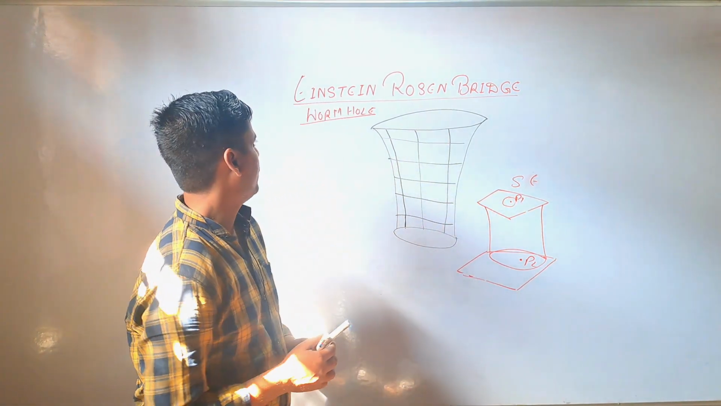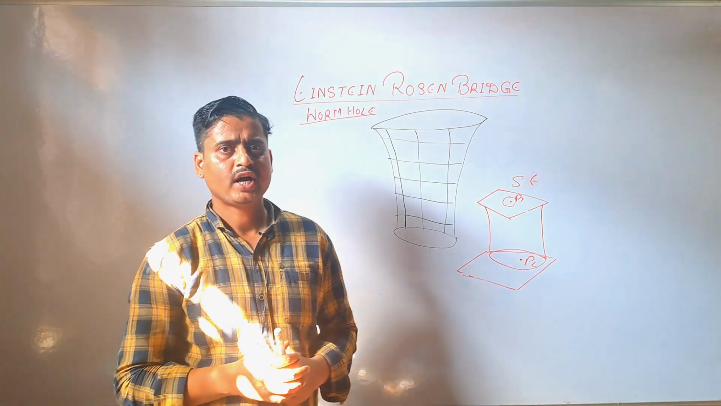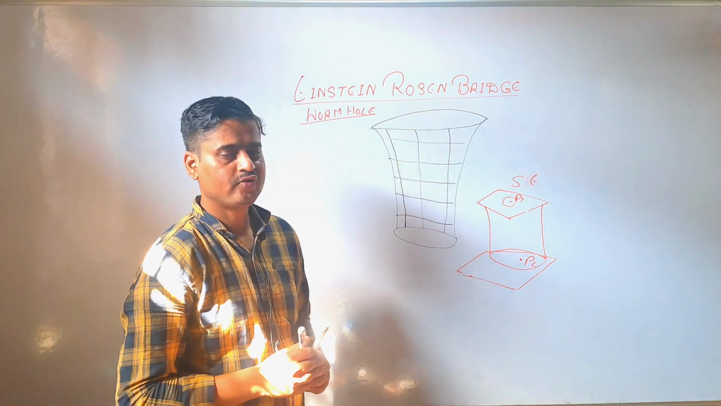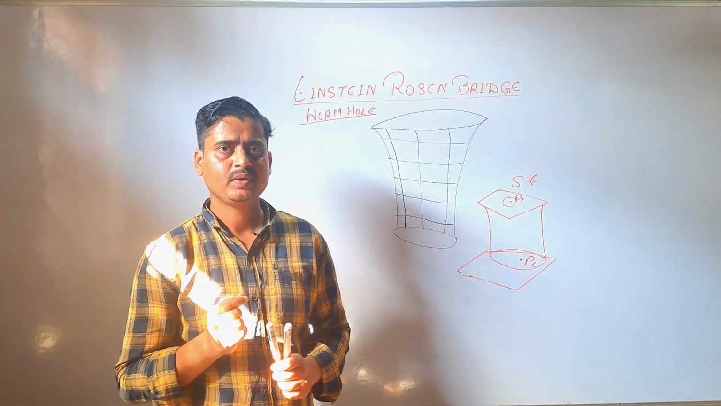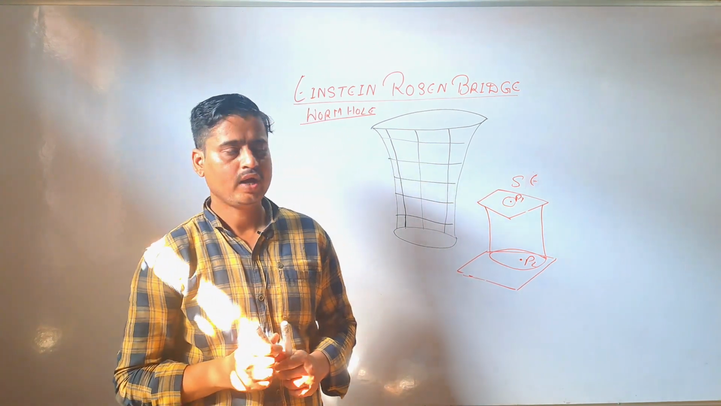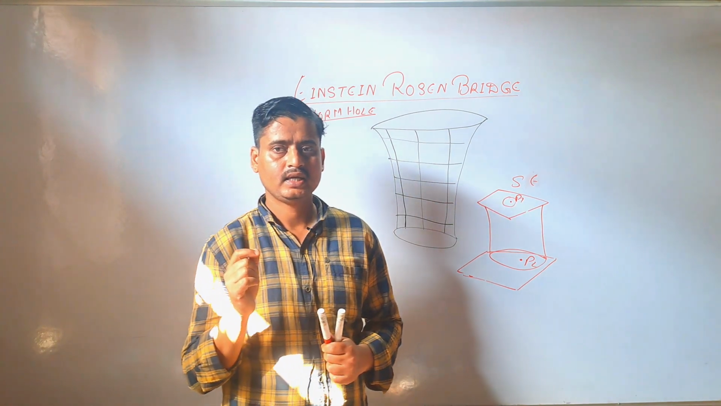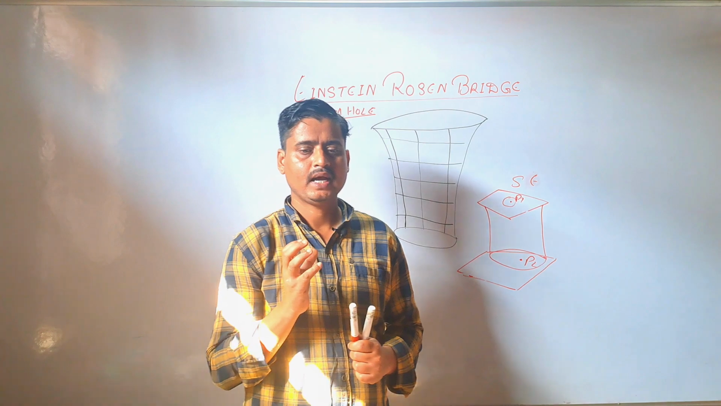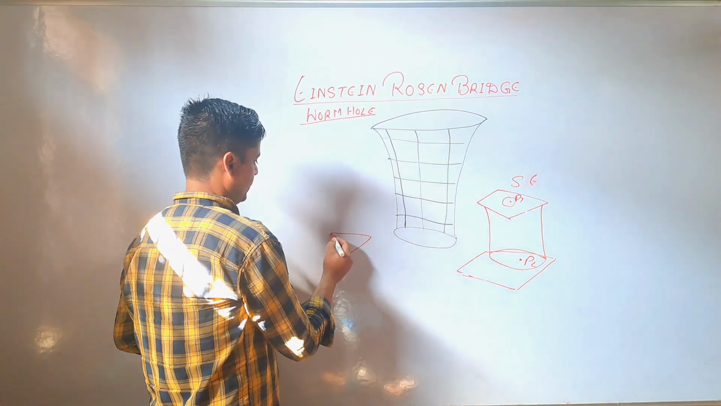Today I am going to talk about Einstein Rosen Bridge. Einstein Rosen Bridge was theorized by Albert Einstein in 1935. In general theory of relativity, four-dimensional space-time can be bent or curved due to the presence of mass. So any massive object, star or even galaxy can warp the fabric of space-time around them, so causing it to bend.